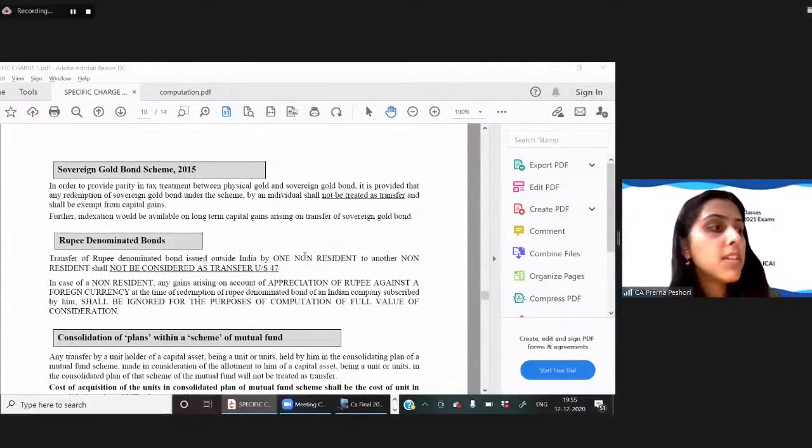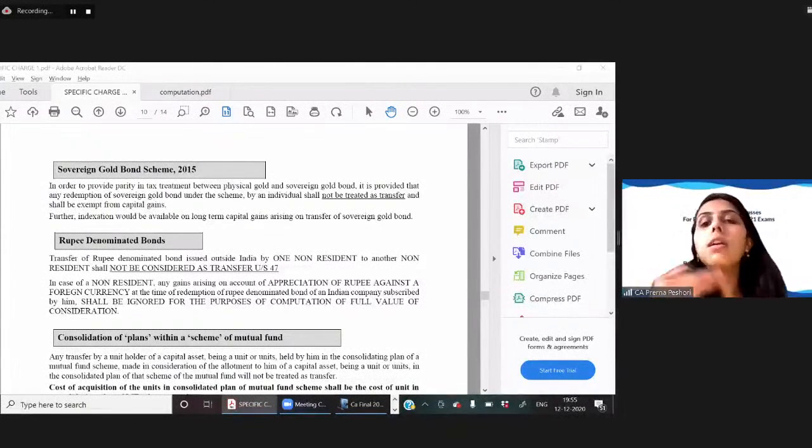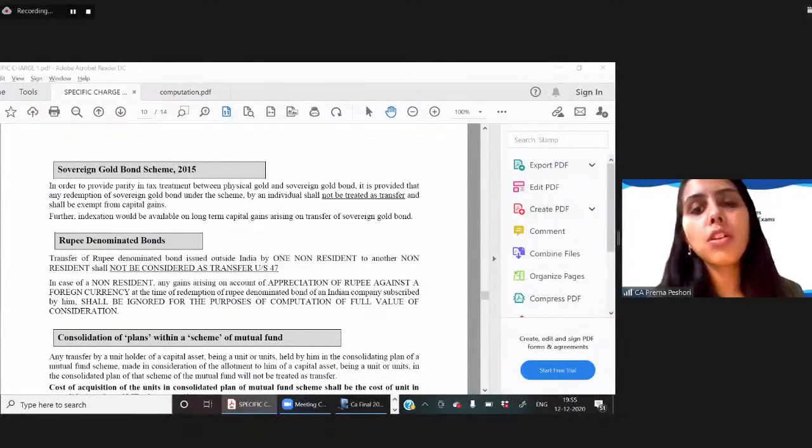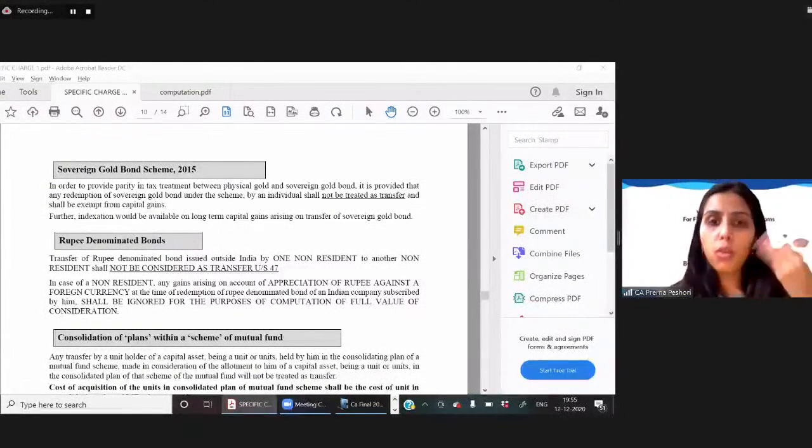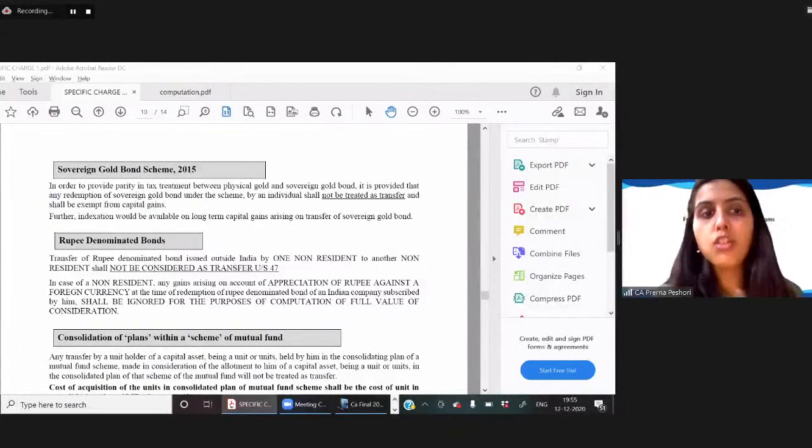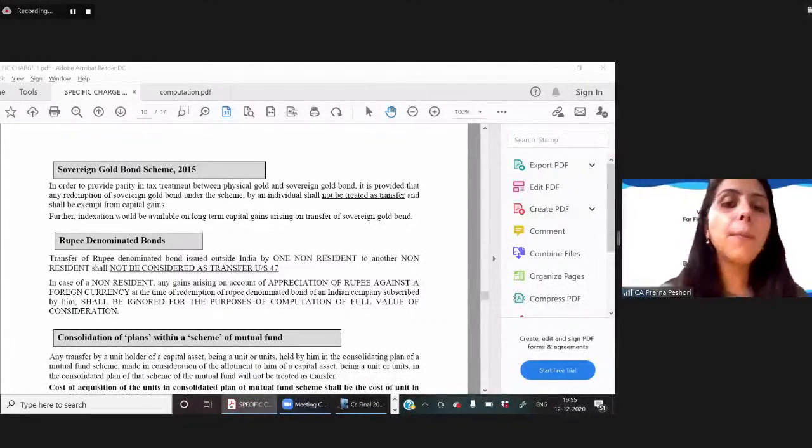So sovereign gold bond schemes, this is again one of the instruments, and to provide parity between physical gold and sovereign gold bond, on redemption of the gold bond, there is no transfer. So redemption of gold bond is exempted from the definition of transfer, because when you redeem your gold bonds, you get physical gold in hand. So to incentivize gold bond schemes in comparison with physical gold, this particular exemption has been granted. That means redemption of gold bond would not result in any transfer. Is it clear?